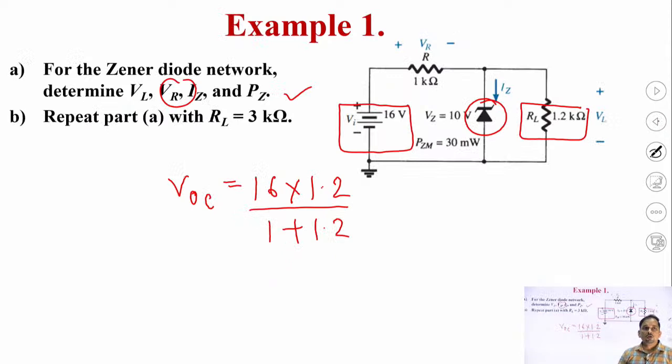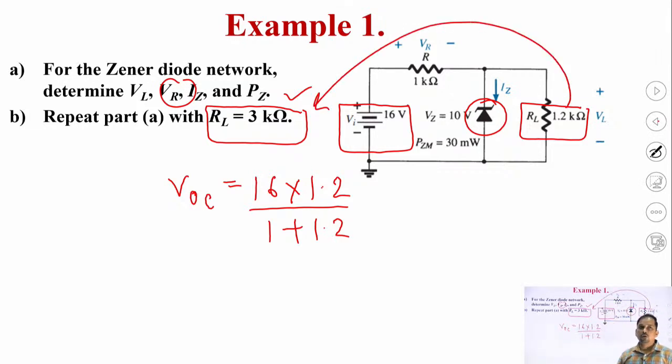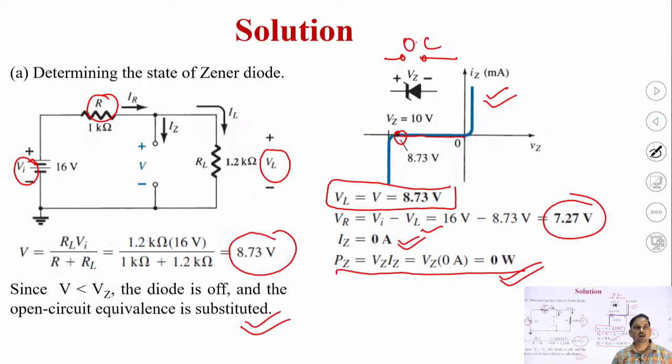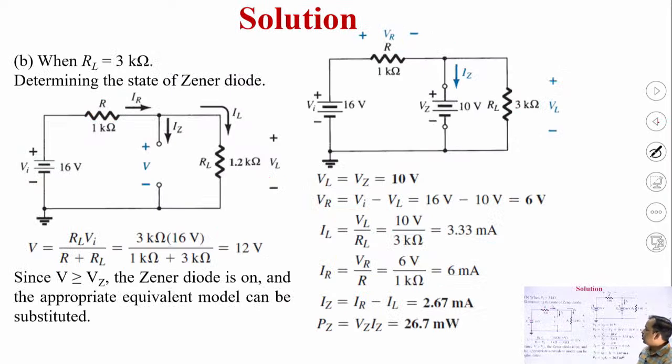So we have increased the load resistance, and we are considering the second case where the load resistance is 3 kilo ohm. So we are increasing from 1.2 K to 3 K. Let's see what happened under this particular situation. Will the diode be on or off? Again we calculate the open circuit voltage VOC.